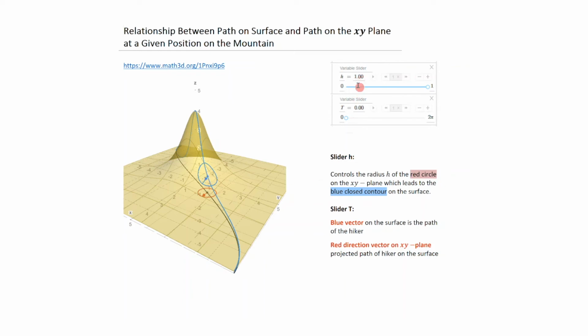So h, this slider, allows you to control the radius of this circle, and t allows you to control the positioning of this vector, going around. The black line is the path taken on the xy plane, and the blue is the actual direction that the hiker takes when walking on the mountain surface. So this is just an explanation of this diagram here.